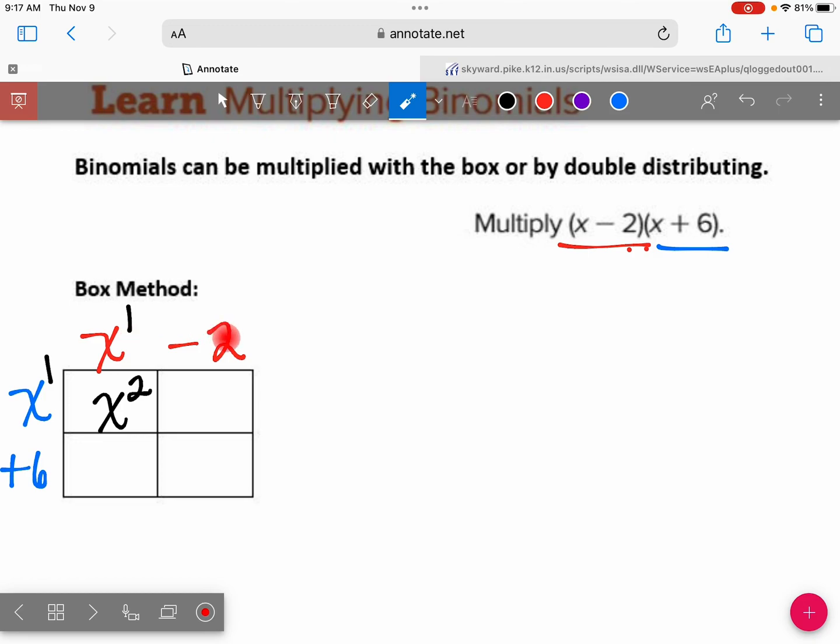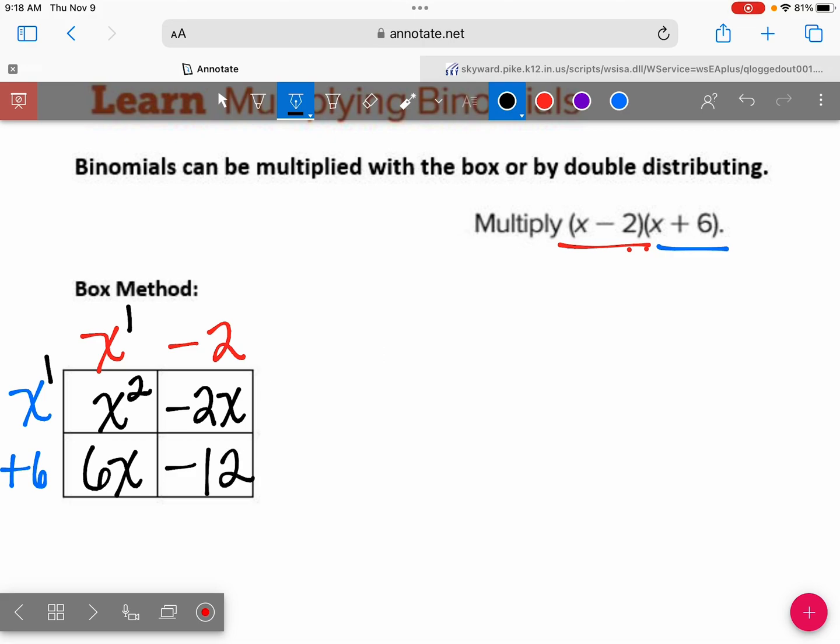X times negative 2. X times negative 2 is negative 2x. Negative 2x will go there. X times a positive 6. X times positive 6 is 6x. And what about this last box? What do you think is going to go in that last box? When you multiply these 2 terms, what would go in this last box? Negative 12. Good. All right.